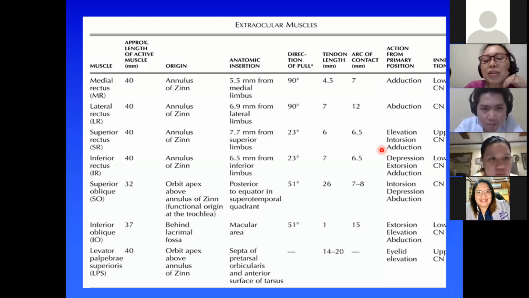Okay, your superior rectus: the primary action is elevation, the secondary action is intorsion, the tertiary is adduction.